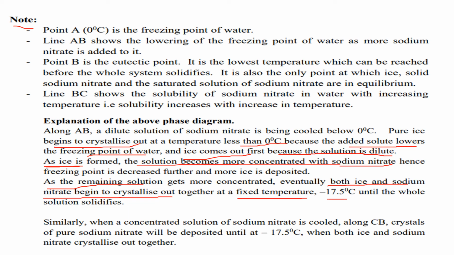If you go back to that sketch, for people who drew it, you'll be able to observe it. Now we are saying that similarly, when the concentrated solution of sodium nitrate is cooled along CB, crystals of pure sodium nitrate will be deposited until negative 17.5 degrees Celsius. And this is going to be the temperature when both ice and sodium nitrate crystallize out together. The way we named this temperature, we named it the eutectic temperature.